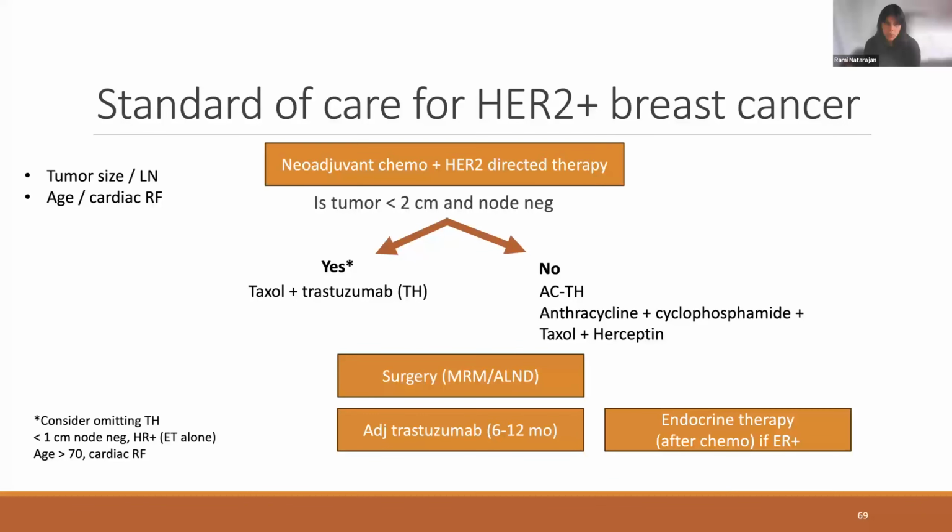And so the approach really depends on the tumor size, nodal status. So if it's a small node negative tumor, we can get away with a more minimal treatment regimen with just Taxol and trastuzumab. If it's a larger tumor or node positive, then generally we add Herceptin to our chemotherapy backbone of ACT. Patients then will get surgery and then adjuvant trastuzumab for about 6 to 12 months. And generally, if it's hormone receptor positive, we start endocrine therapy after the chemotherapy portion is complete.